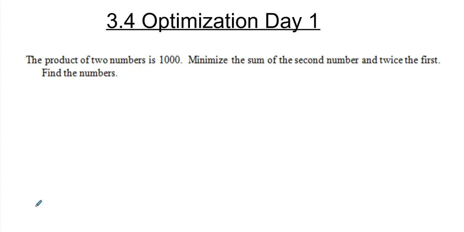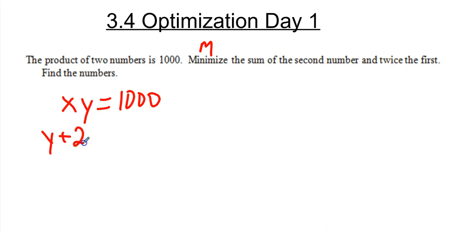So let's just take this problem and see what we can come up with here. First of all, the first sentence says the product of two numbers is 1,000. We don't know what those two numbers are, so we could call them x and y. We want to minimize the sum of the second number and twice the first, and we want to find the two numbers. So again, let's go back to the first part here. Product of two numbers. Again, we don't know what they are, so we'll call them x and y. And we want to minimize, so I'm going to use m to stand for our minimum value there. Minimize the sum of the second number, so y plus twice the first. And that'll be our minimum value.